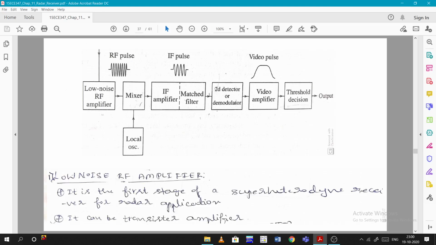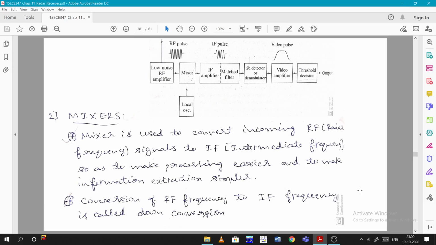Next, let us discuss each block. First is the low noise RF amplifier. It is the first stage of a superheterodyne receiver for a radar application. It can be a transistor amplifier. Next, the mixer is used to convert the incoming radio frequency signal to an intermediate frequency, to make the process easier and information extraction simple. That is why we add or subtract some frequency. The conversion of RF frequency to IF frequency is called down conversion.